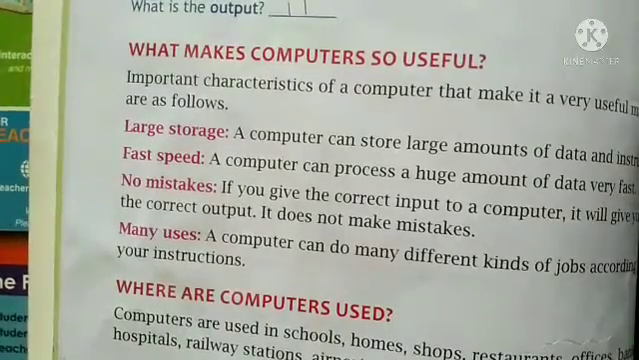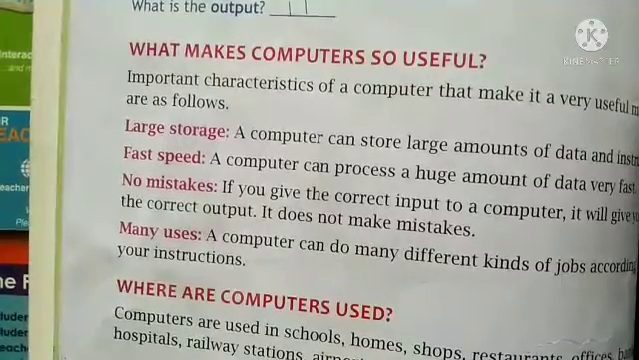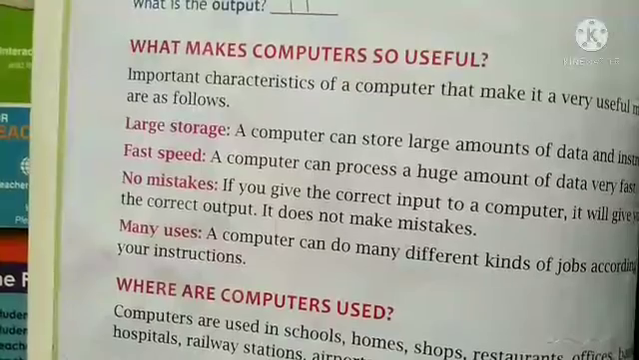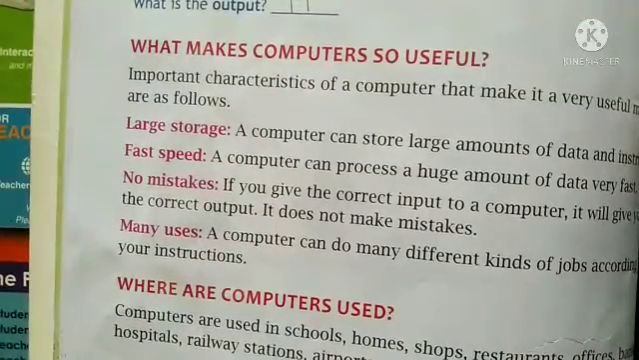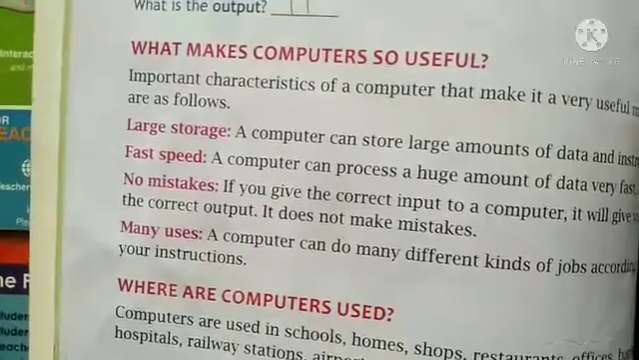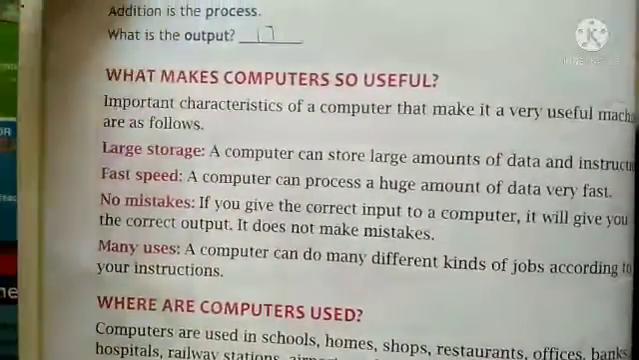So a computer has fast speed. Then it makes no mistakes. See, if we enter correct data and instruction into a computer, then it will give us correct output because it does not make any mistake. उसकी कोई mistake ही नहीं है. And the last characteristic is its many uses.